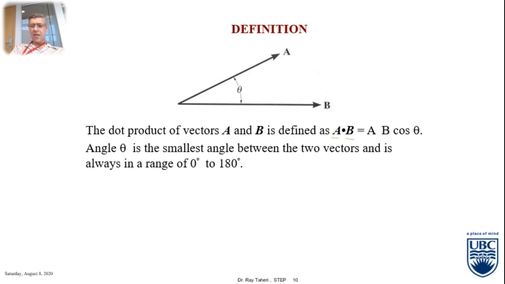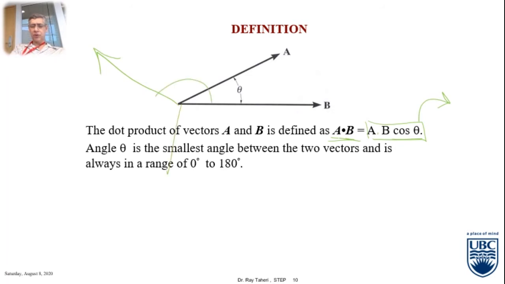The answer is a simple multiplication of two scalar quantities: A multiplied by B multiplied by cosine alpha. So obviously this is a scalar. This angle is obviously between 0 and 180. So this is now a larger angle.